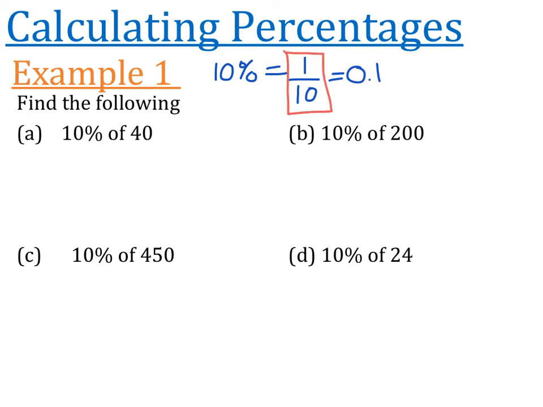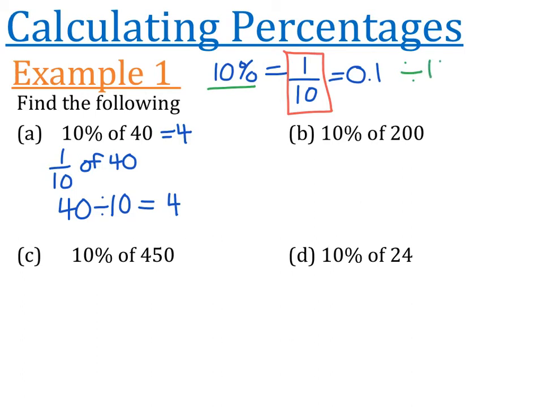So if I want to find 10% of 40, I could be finding 1/10 of 40. And if I want to find 1/10 of 40, I'm just going to do 40 divided by 10. Because when I want to find a tenth of something, I divide by 10 and times by 1. And times by 1 is not going to change anything, so I can just do the divide by 10. So 40 divided by 10 is 4. 10% of 40 is 4. If I want to find 10% of something, I'm going to divide by 10.